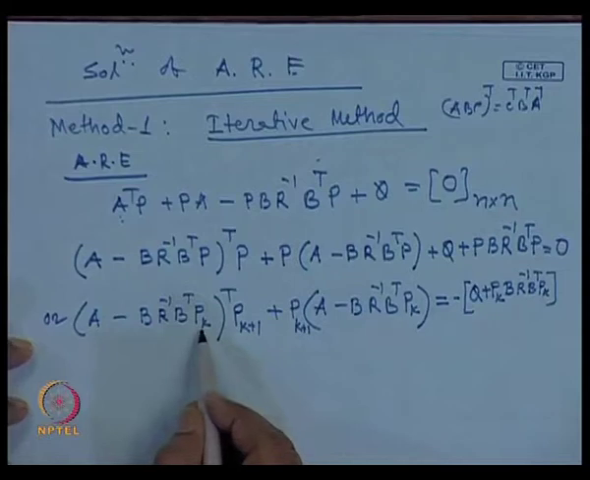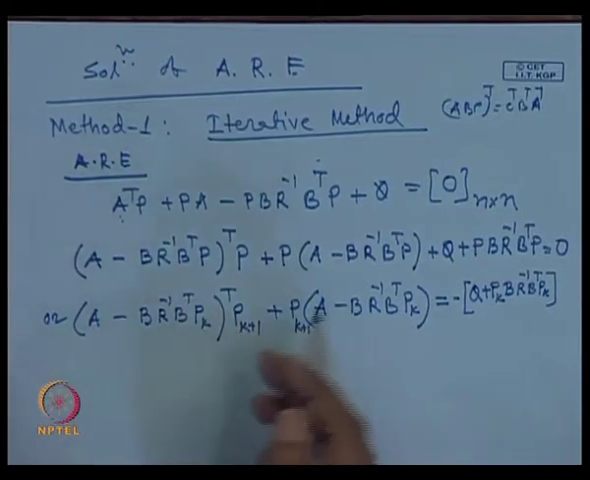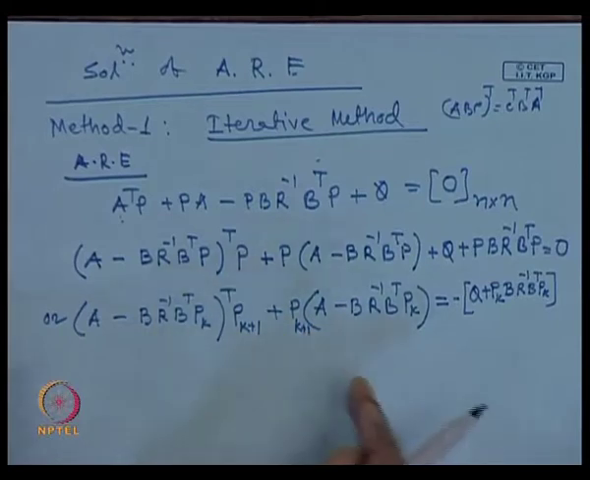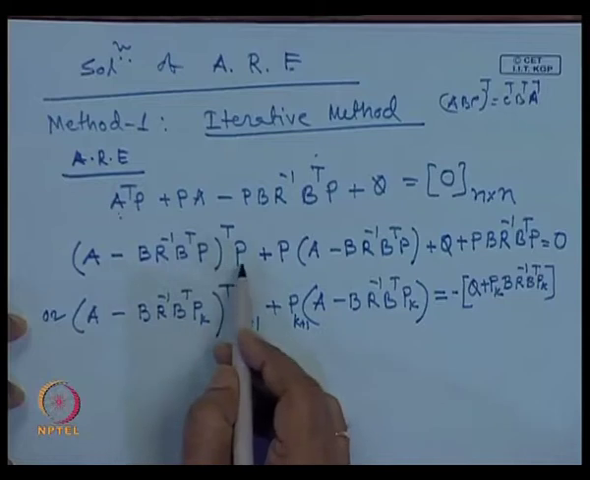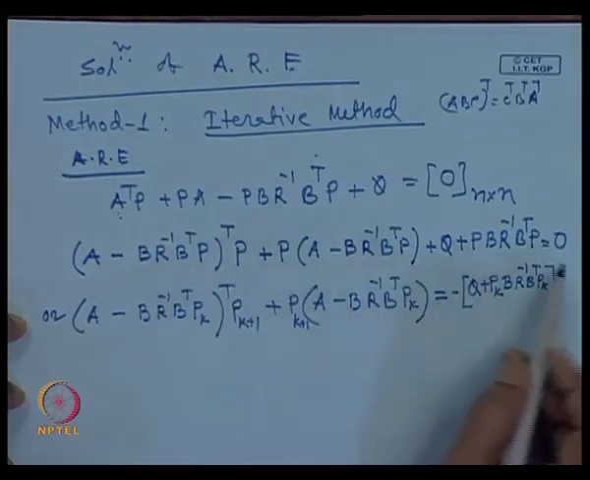What does k indicate? The kth iteration: what is the value of P? Let us call the starting iteration the 0th iteration, P of 0, and the next iteration value of P is k plus 1. In this way, inside the bracket is the kth iteration, and outside the bracket the value of P is the k plus 1th iteration.